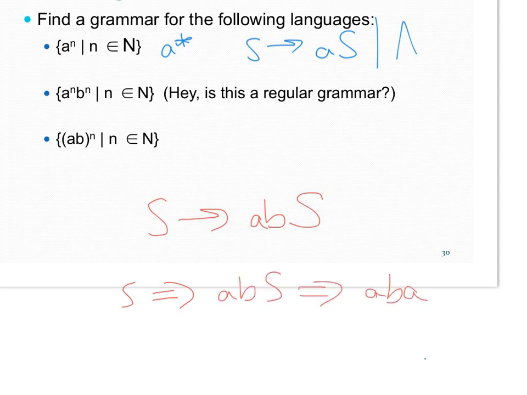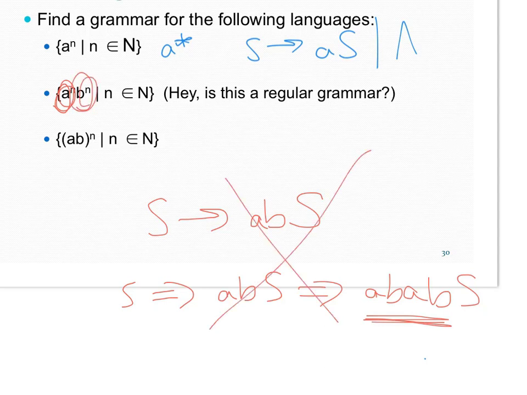because then we could get something like S goes to ABS, goes to AB, ABS, which would mix up the order of our A's and B's. Here all the A's come first, then all the B's: A to the n, B to the n. So that's no good, so we can't do that. Let's get rid of that and try again.